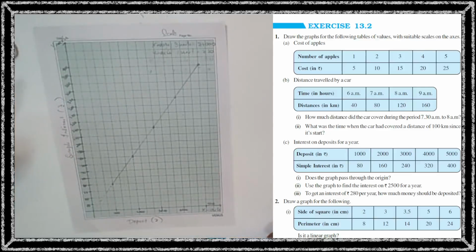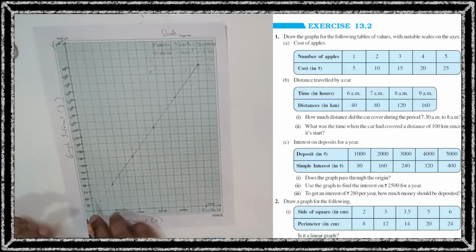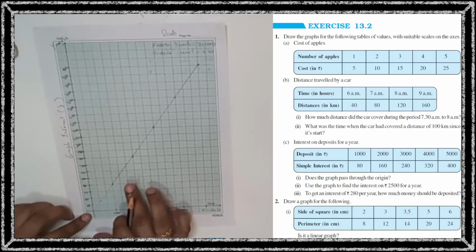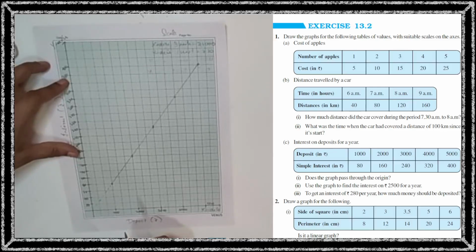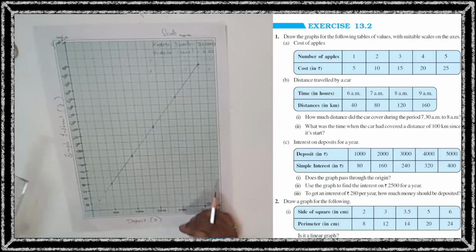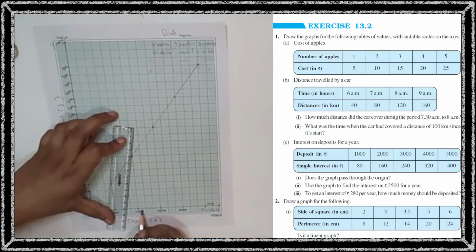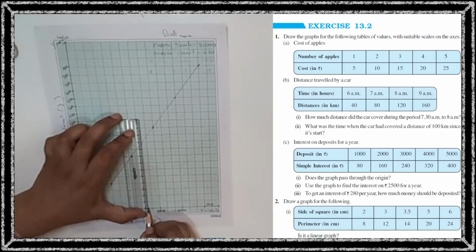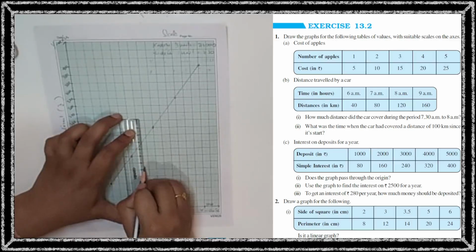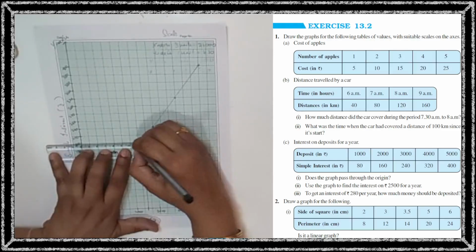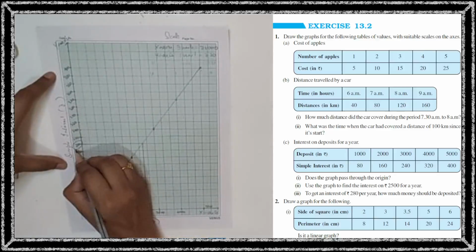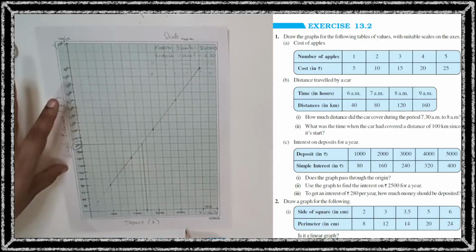Now let's look at the questions. Does the graph pass through the origin? I have extended it even for the previous two graphs. You've seen that it passes through the origin. So the answer is yes. Use the graph to find the interest on 2500 rupees for a year. 2500 is going to be this point, the midpoint of 2000 and 3000. If I extend this over here, I will be able to get the interest for 2500 rupees, which is nothing but 200 rupees. So that is my interest.